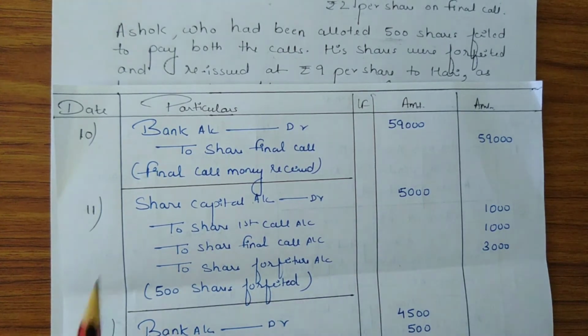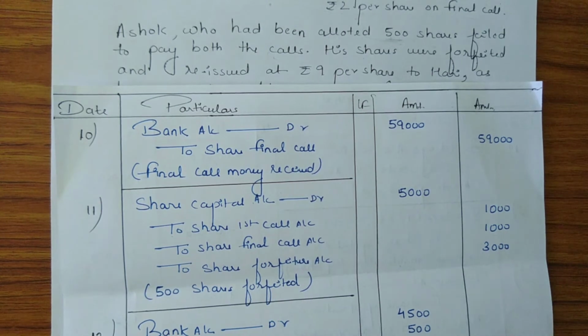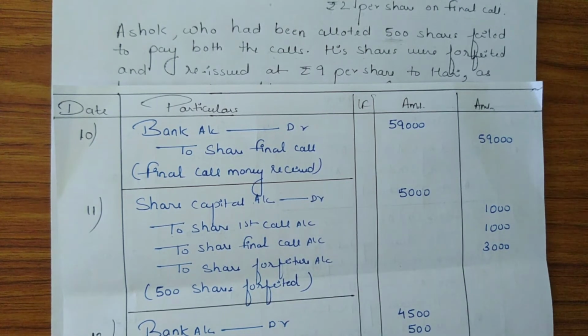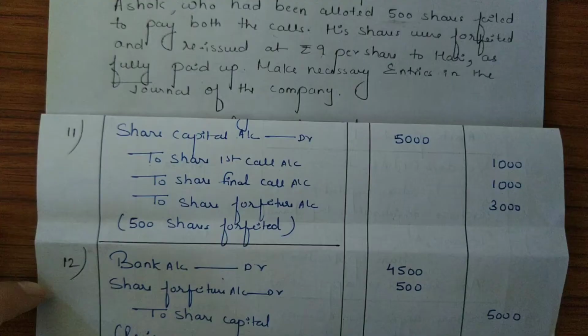Now as the amount was not received on both the calls, so both the calls will be credited with the amount 1000 and 1000. And share forfeiture account will be credited with the amount received on application money and allotment money. Application money was 3, allotment money was 3, 3 plus 3 is 6, and the number of shares forfeited is 500. So 500 into 6, that is 3,000. And the narration will be 500 shares forfeited.